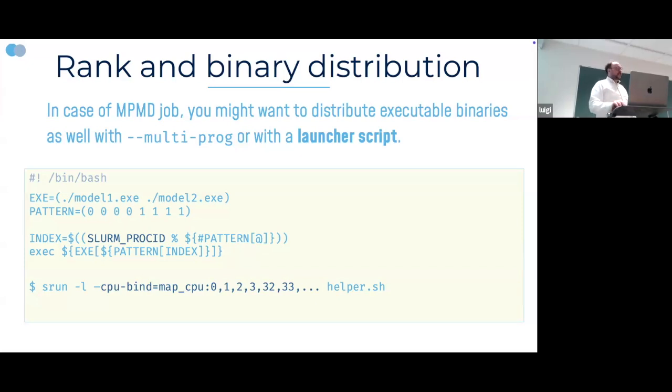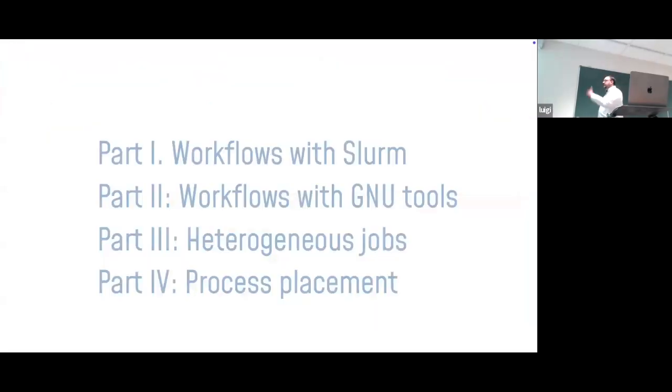Any question? No more questions or comments? Anyway, so I talked about workflows with Slurm and job arrays and how you can chain jobs. I talked about how to use the GNU tools that we've seen in the parallel computing session inside a Slurm job or to submit multiple Slurm jobs. I've been talking about heterogeneous jobs, and I've been talking about process placement.